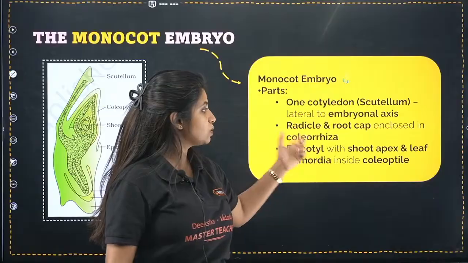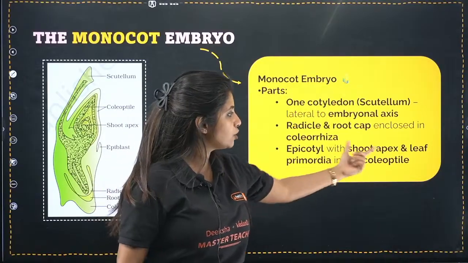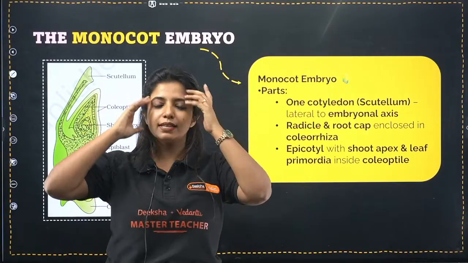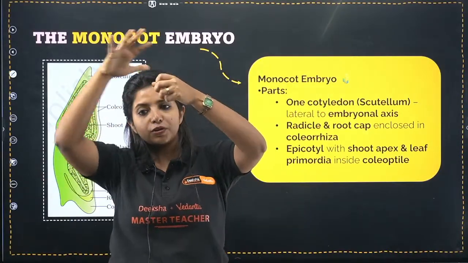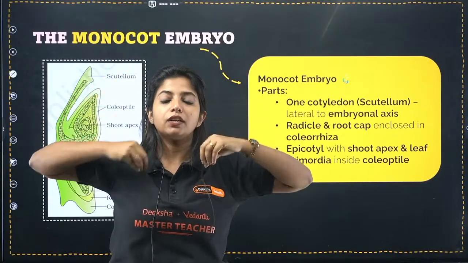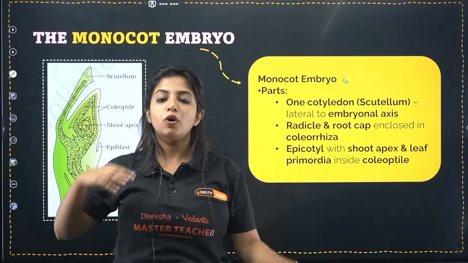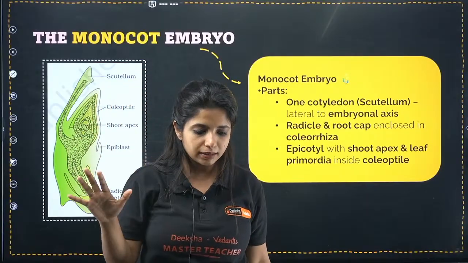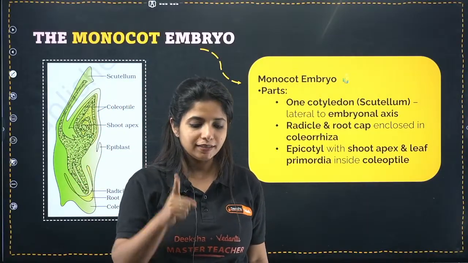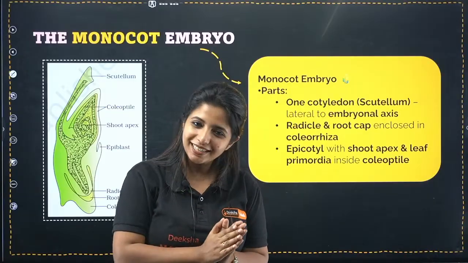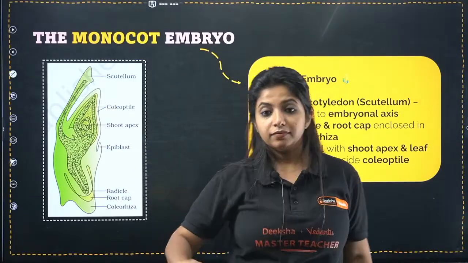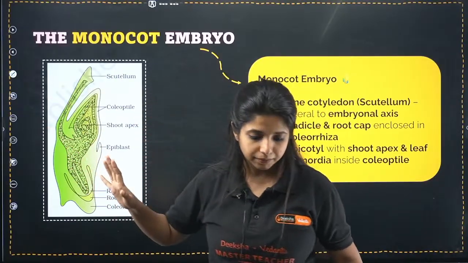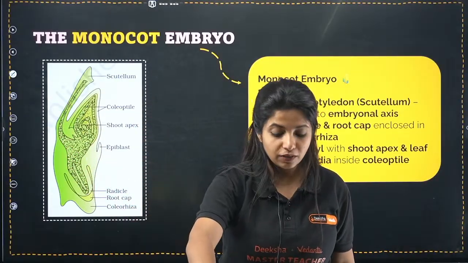Radicle and root cap is enclosed with coleorhiza. Epicotyl with the shoot apex and the leaf primordia is inside the coleoptile. That means that basically you do not use the term plumule, rather you can just say shoot apex, and leaf primordia is the one that is going to form the leaf. It is basically enclosed by what? Coleoptile. Basically you are saying that plumule is enclosed by coleoptile. That is a basic thing. Cool. So do not forget it. It's going to help you out. Look, this picture is very complicated, and if you want to remember it as such, you can. But this is again a way in which you can remember.